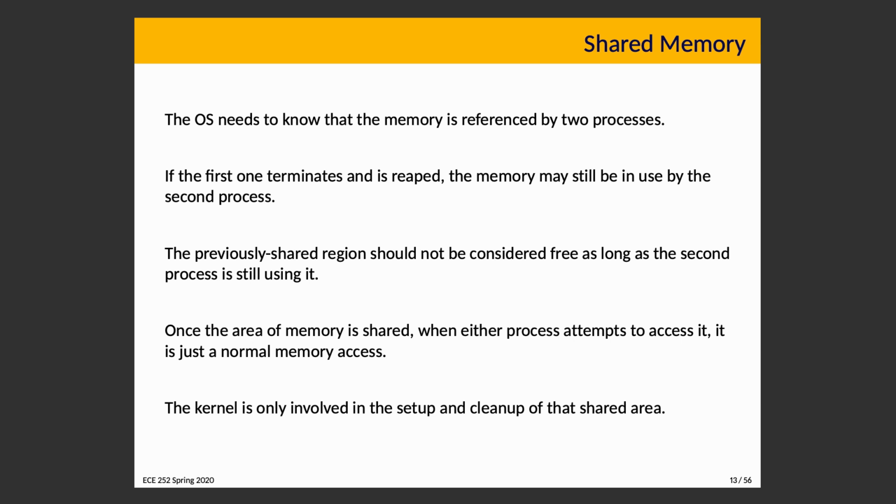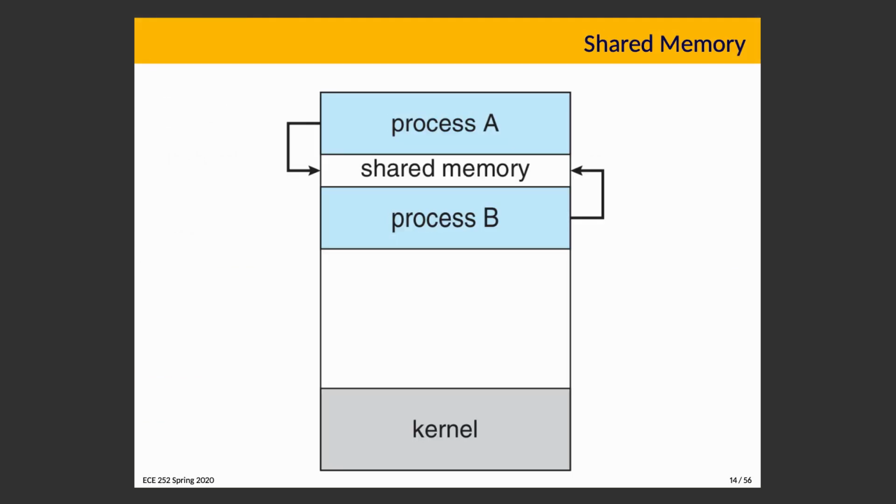But we need to manage that resource manually and do so correctly. Once an area of memory is shared, when either process attempts to access it, it's a normal memory access, and the kernel does not have to be involved. So here is a quite simple diagram of shared memory.